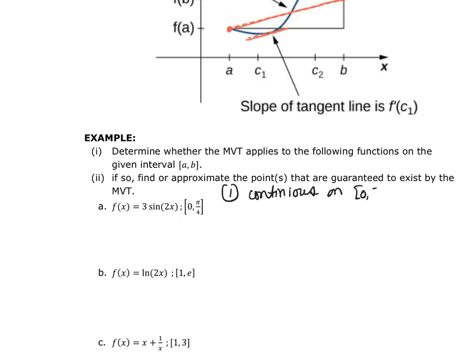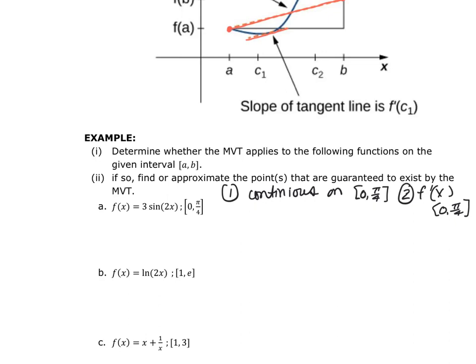on the interval from 0 to pi over 4. Because this is a sine graph from 0 to pi over 4, the 3 all that does is increase the amplitude, and the 2 all that does is change the period. So the sine itself is continuous on the real numbers. The other thing I have to check is to make sure that f prime exists on that interval from 0 to pi over 4. And again, it's a sine wave, so its derivative is going to be a cosine wave. So this is obviously going to be continuous on there.